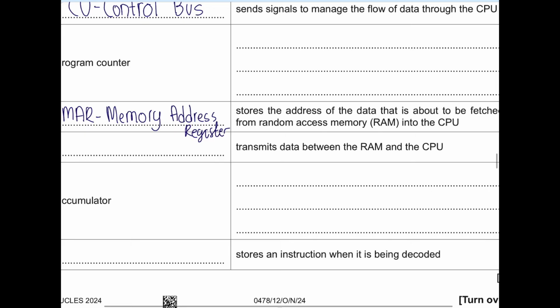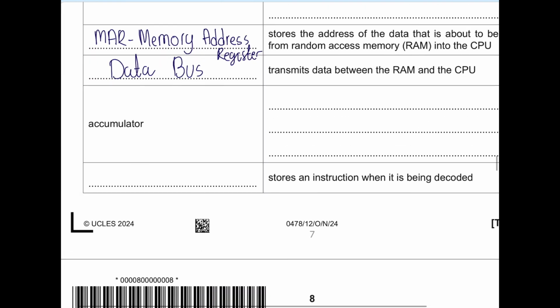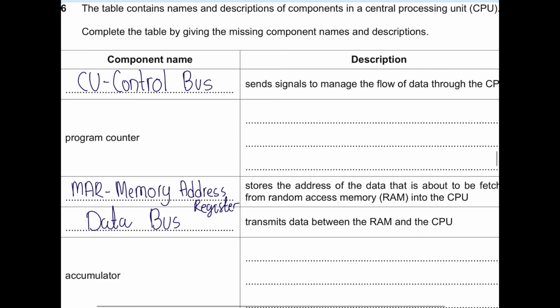Alright. Then it says that it transmits the data between the RAM and the CPU. Between the RAM and the CPU, the data is transmitted using the data bus. Alright. And then it stores an instruction when it will be decoded. Whenever an instruction is decoded, it is stored in the CIR, which stands for current instruction register.